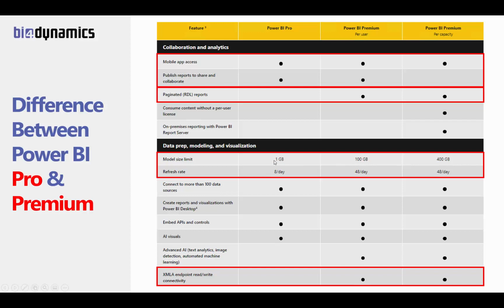This will force the modeling effort to be not as granular as you would like, but a lot of effort goes into aggregation so that you get the model compact enough to be able to be published. The refresh rate is 8 times a day, and here it is 48 times a day. For us, very important is that we can publish the tabular model. The name of the feature is XML endpoint read-write connectivity.